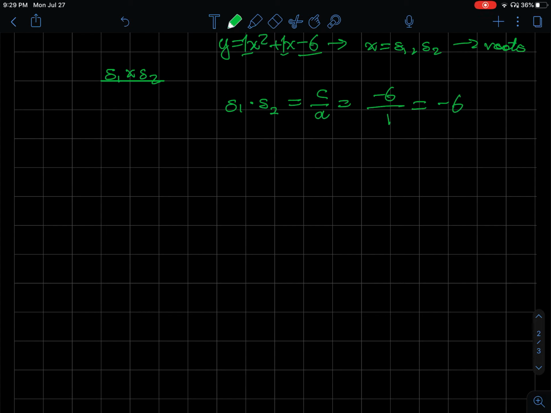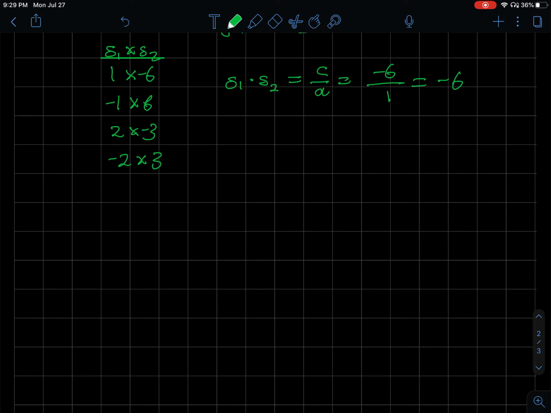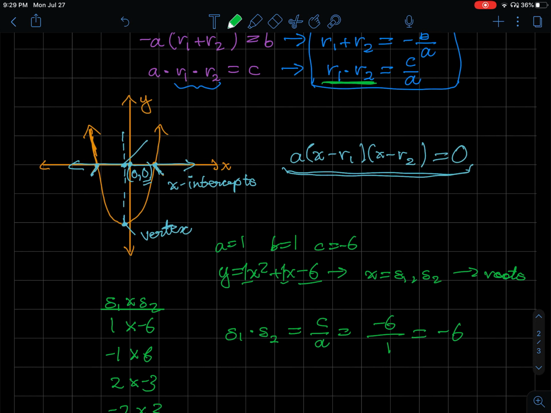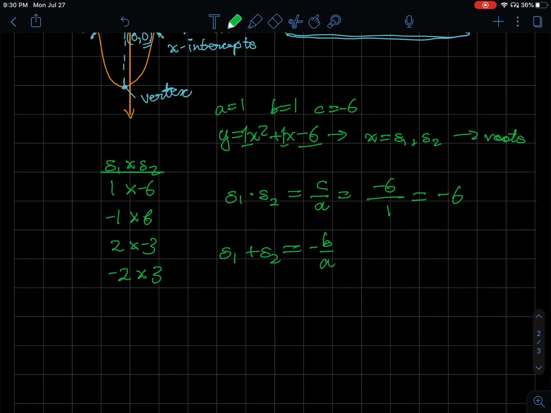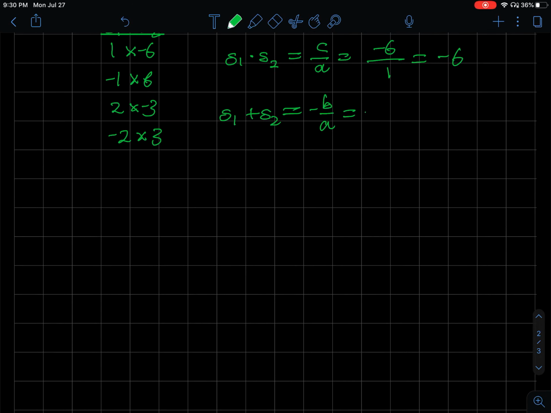Now, what two integers can we find that multiply out to be negative 6? We can see 1 times negative 6, negative 1 times 6, 2 times negative 3, negative 2 times 3. Those are the only four. Now we'll use the second formula, the sum of the roots. The sum of the roots, s1 plus s2, is equal to negative b over a. In this case, b is 1 and a is 1, so this is equal to negative 1 over 1, or just negative 1.